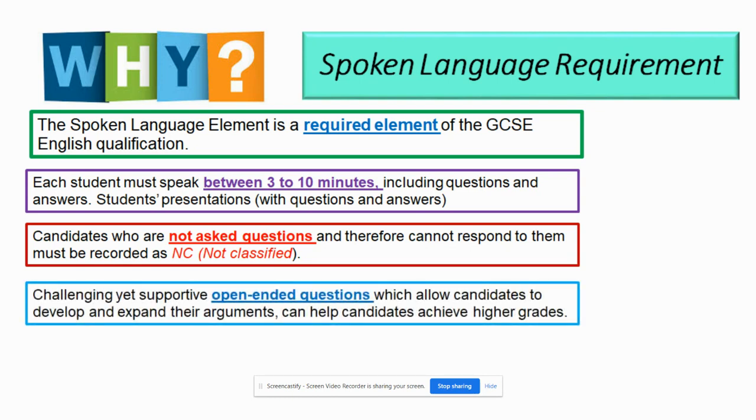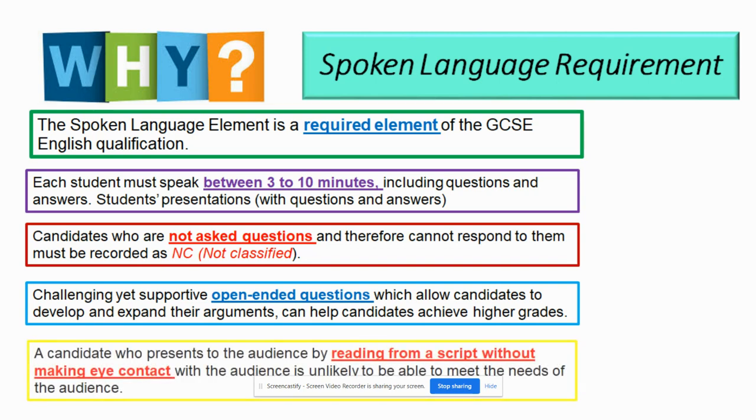So this is where we can help each other out, and you can pre-prepare questions, so challenging yet supportive, open-ended questions that give people a chance to really argue or develop or expand on some ideas. And the more prepared you are and the more you share your drafts with me, the easier it will be for me to come up with questions to ask you to help you reach the highest grade you can.